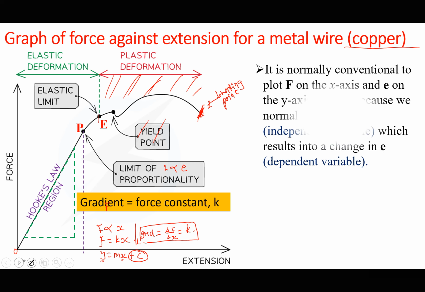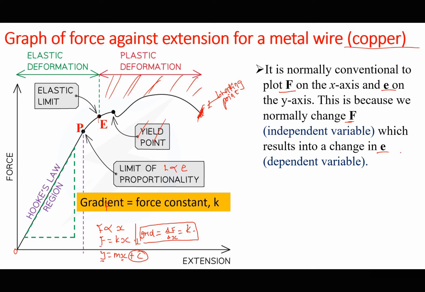It is normally going to be convenient for us to plot a graph of F on the x-axis and E on the y-axis. This is because we normally change F, which is going to be the independent variable, so that we get E, which is the dependent variable. Normally, it is easier for us to put the dependent variable on the y-axis and the independent variable on the x-axis.